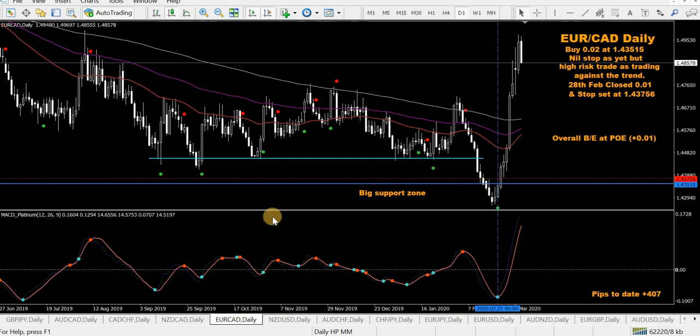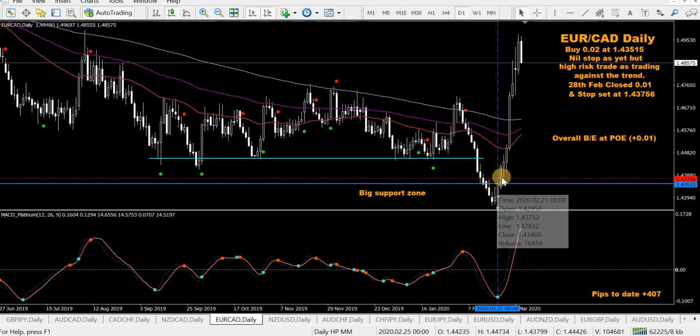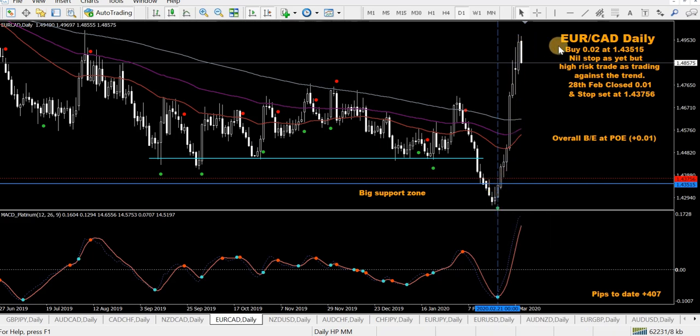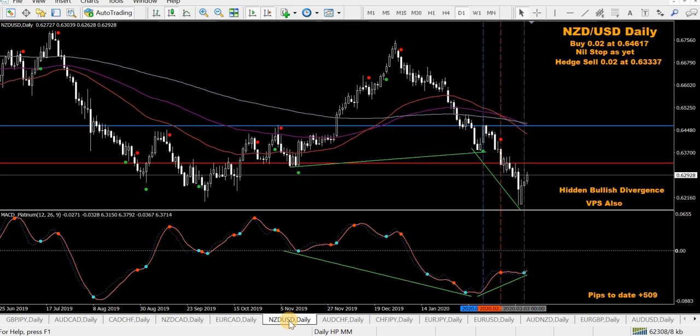Moving on to Euro CAD. In a buy down here, it's gone up nicely. Yeah, taken half already, got a few pips to bank. You can see closed half on the 28th of Feb, stop set up here, can't lose anything. Now, what am I in to? Yeah. This thing, MACD Platinum, look for that to roll over or bring the stop up closer, then I'll look for a sell trade. Big move up, you expect some pullback on that, but we're in a winning trade, which is good.